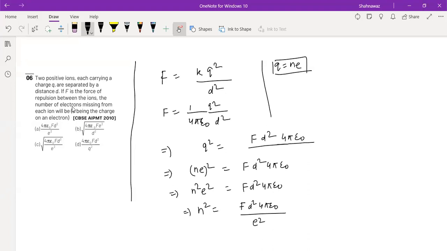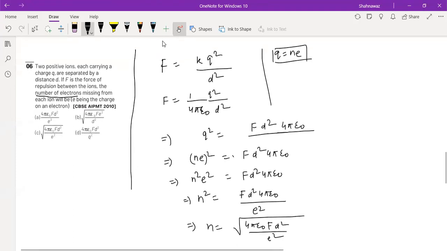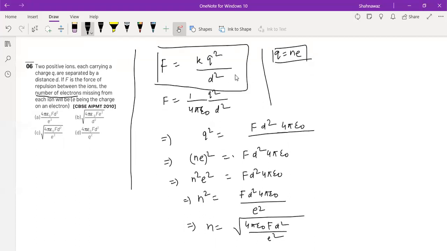So they are asking about the number of electrons, right? So the number of electrons would be simply the root of, as they have written, 4 pi epsilon naught F d square by e square, right? This is a very simple question based on Coulomb's law. So there are two theories that we needed to know about: one was Coulomb's law and the second was the quantization of charge.